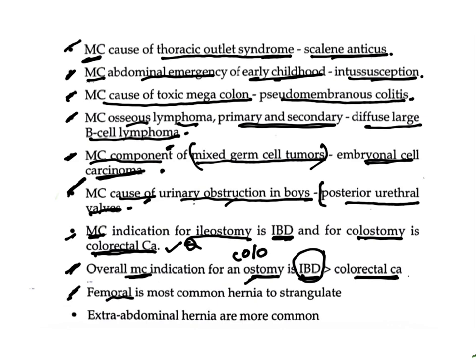Now, femoral is the most common hernia to strangulate. This is a very important point. The most common hernia to strangulate is the femoral hernia. Now, the extra abdominal hernias are the more common ones.